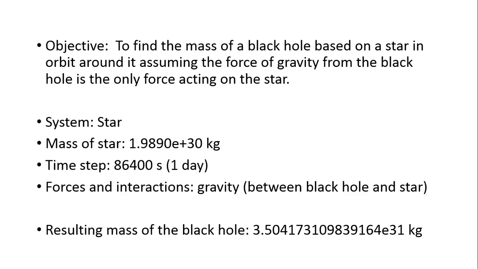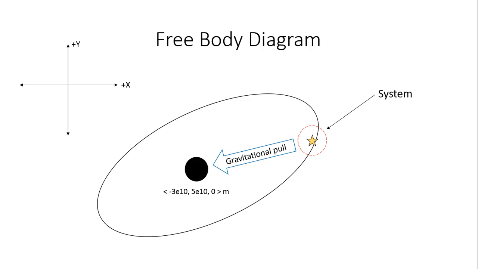What I've done is I've set up my system to contain only the star. This star has a mass of 1.989 times 10 to the 30th kilograms, and the time step I've included in this experiment is 86,400 seconds, or 1 day. As stated earlier, the only force and interaction at play here is the gravitational pull between the black hole and the star. Through the analysis, I found the resulting mass of the black hole to be about 3.5 times 10 to the 31st kilograms. Here you can see the diagram that I've made for this scenario.